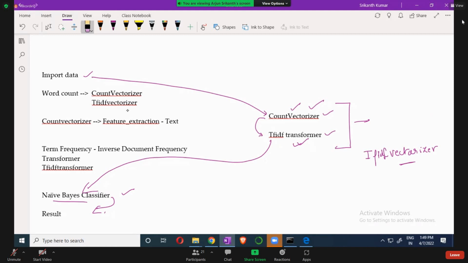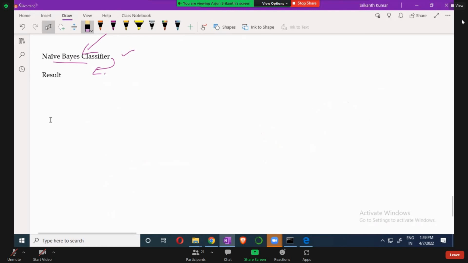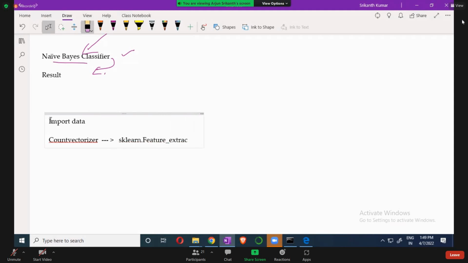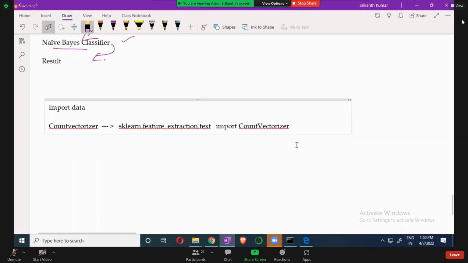Now, first thing is to import the data. We imported data, and we know how to import the data, or you can create the data, it's up to you. Then we are going to do the count vectorization. How will you get this count vectorizer? From sklearn, there is feature extraction, and there is text. So from sklearn.feature_extraction.text, you will import CountVectorizer. First you imported it, then you imported the class, guys.